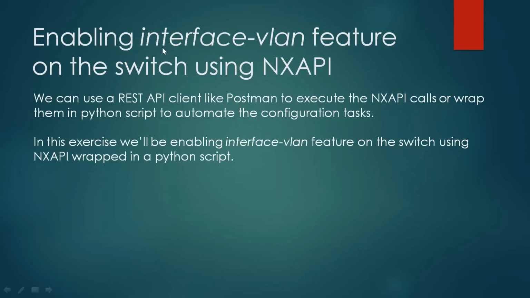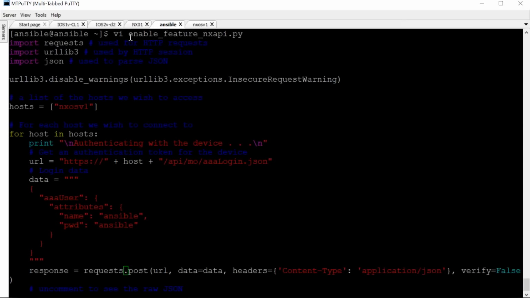Now we have an example that enables the interface VLAN feature on the switch using NX-API. We can use a REST API client, like Postman, which is a widely used REST API client, to execute the NX-API calls, or wrap them in a Python script to automate the configuration task. So let me log in to the Ansible server. From there I can show you the script and then we are going to execute it. So here I have the NX-API REST API program in Python.